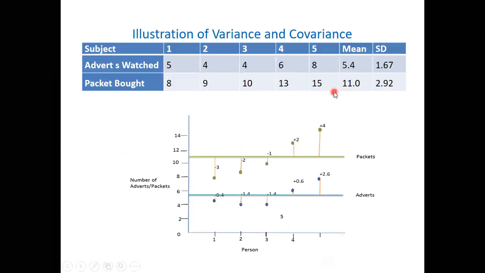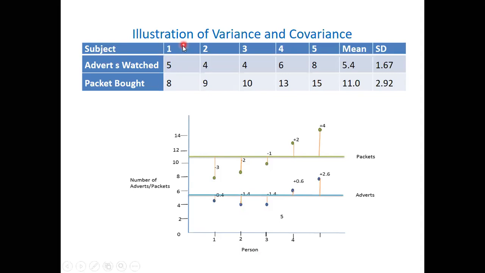Now, let's illustrate variance and covariance. This is an example. We have 5 people. They watch adverts of a particular product. And after watching adverts, maybe the adverts created a desire in them to buy some packets of the product. So this data tries to show how the number of adverts watched by each person varies with the number of packets bought.